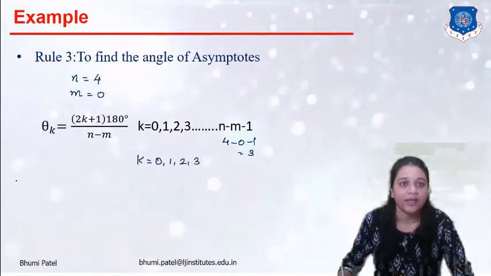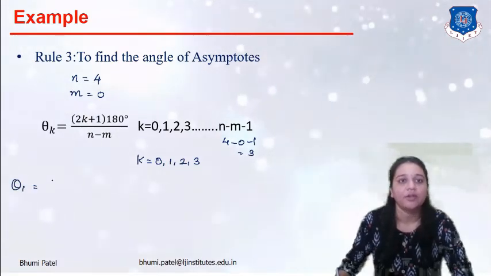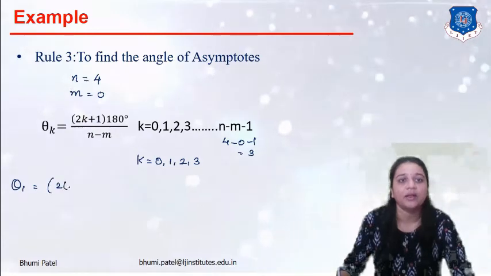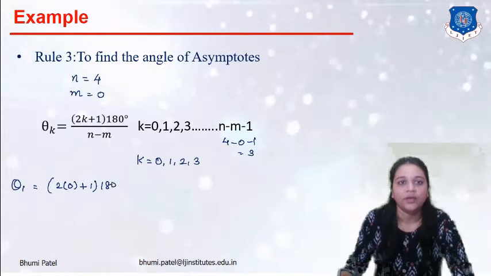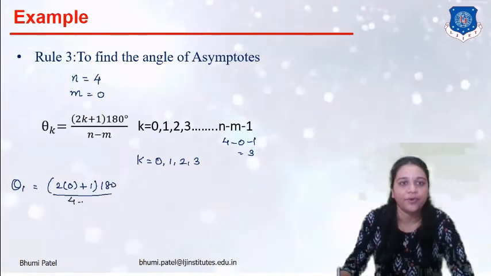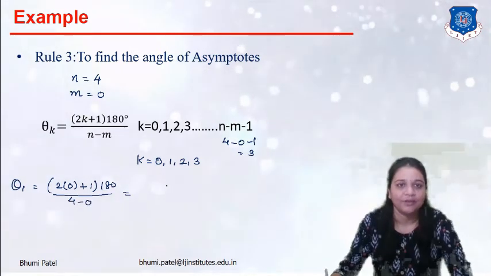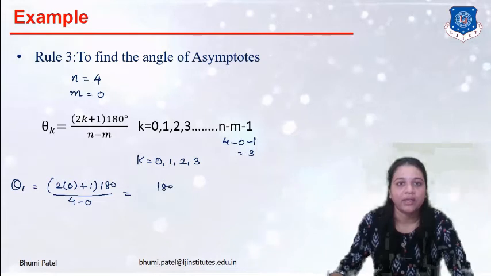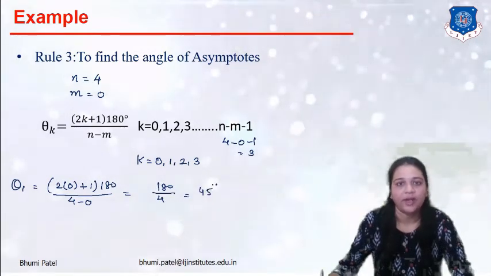First of all, we have to find the value of theta 1. So put k is equal to 0. The equation becomes (2 into 0 plus 1) into 180 divided by n minus m, that means 4 minus 0. So that is 180 divided by 4, and that is equal to 45 degrees.